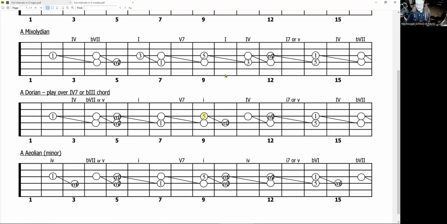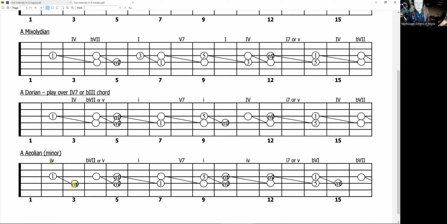All right, continue on. Aeolian, that's the minor scale. I like to say it's the default minor, because if you just say minor key, it usually refers to Aeolian. It's also called natural minor. And that has that minor 6 in it.